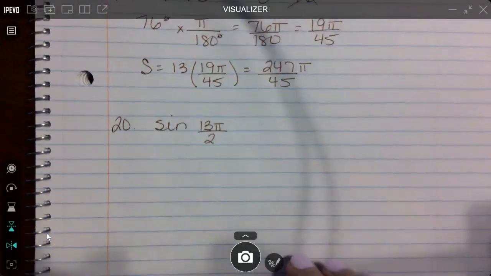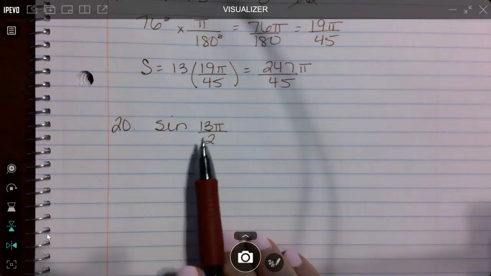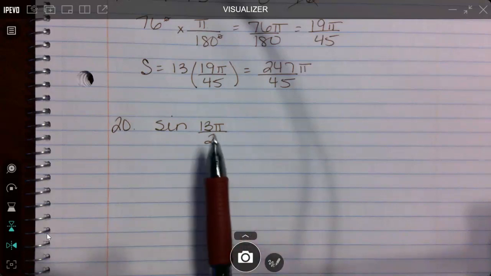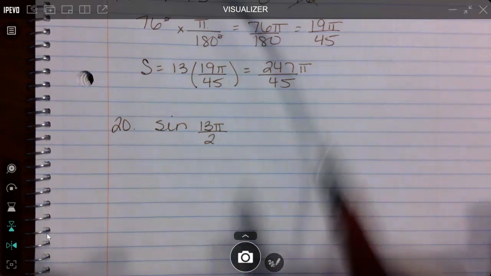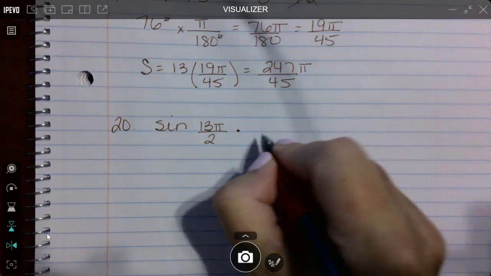Okay, so here we go. We're going to be using the unit circle. So if I look at this question, and you look at your unit circle, we do not have a 13 pi over 2. So we do have to convert it.